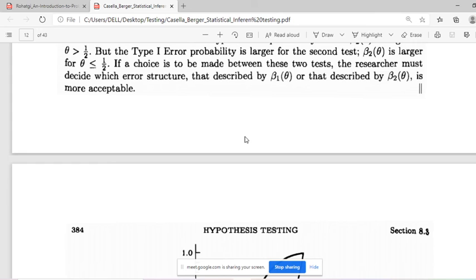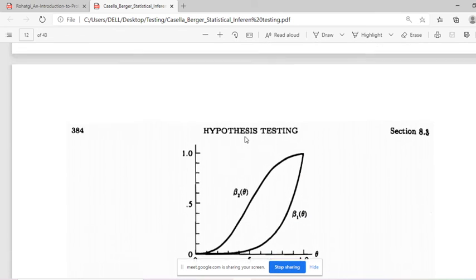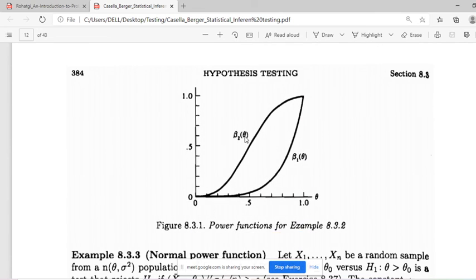Next problem will be discussed tomorrow. This is the shape of the power function. Look at this figure. This is beta 1 of theta, that is theta raised to 5. Theta raised to 5 will be a curve like this. Beta 2 you will simplify and you can plot that beta 2. The shape of beta 2 will be like this.